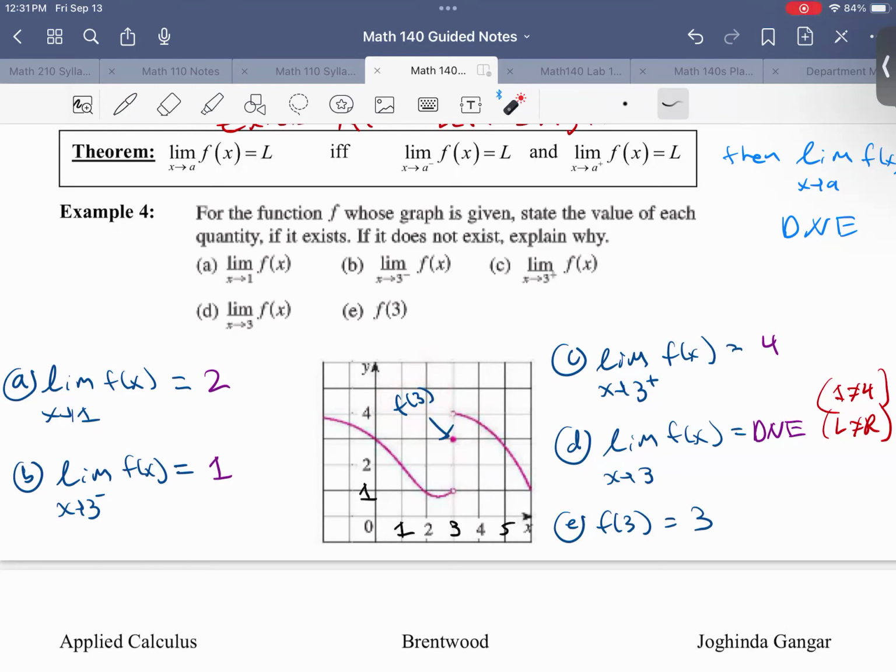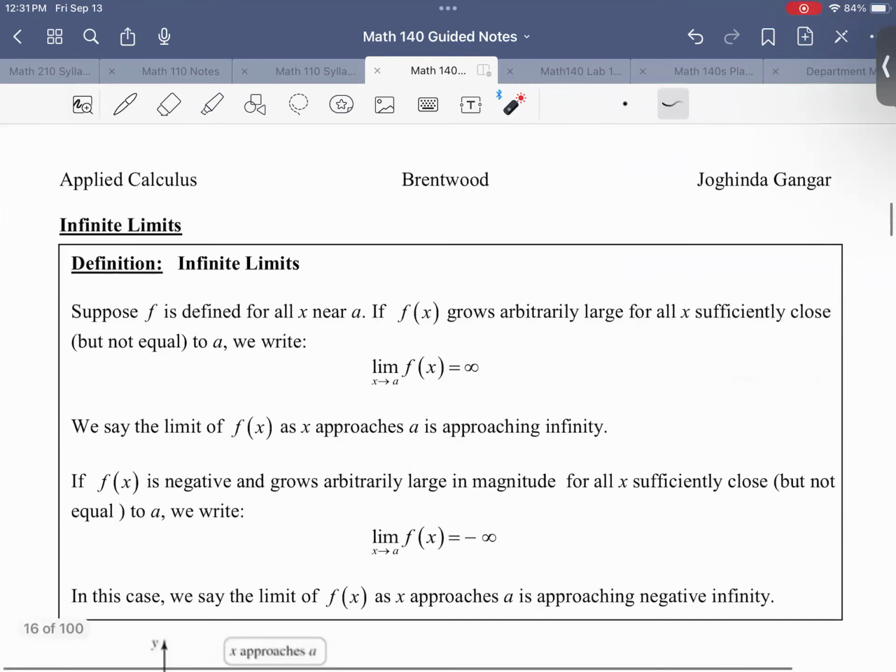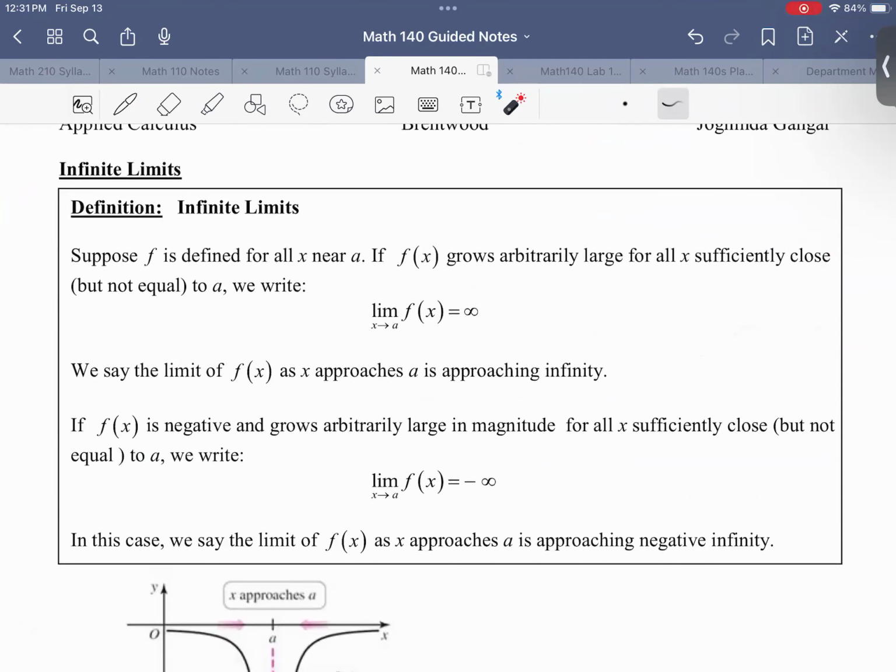Okay, so now that we have one set of limits down, let's go ahead and move on to infinite limits. Kind of a new topic, but still in the idea of limits. So, infinite limits. Suppose f is defined for all x near a. It's saying that if the function grows arbitrarily large for all x sufficiently close to but not equal to a, we write the limit as x approaches a of f of x equals infinity.